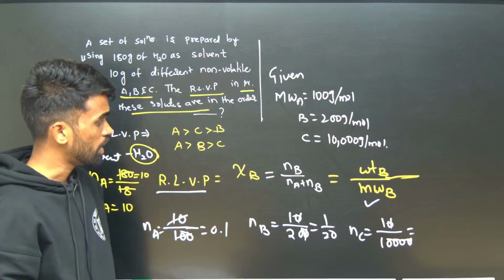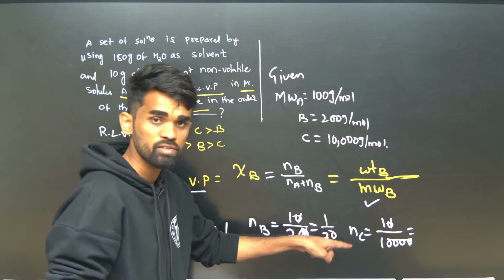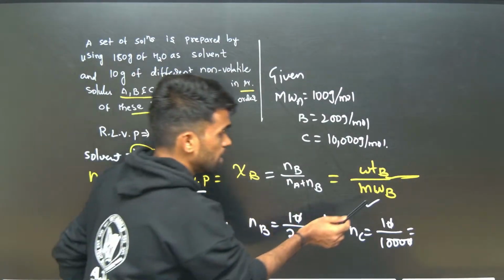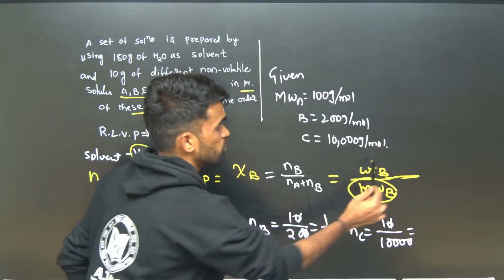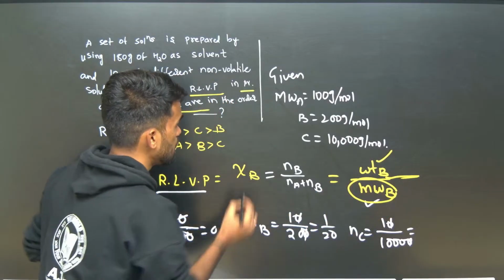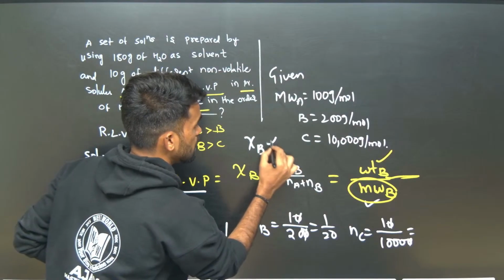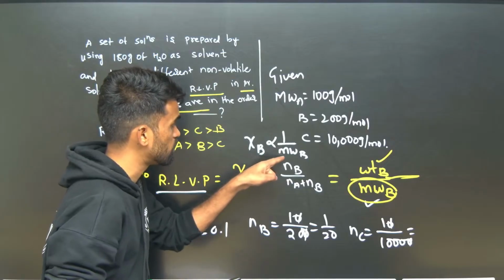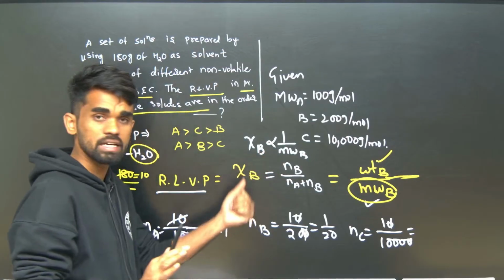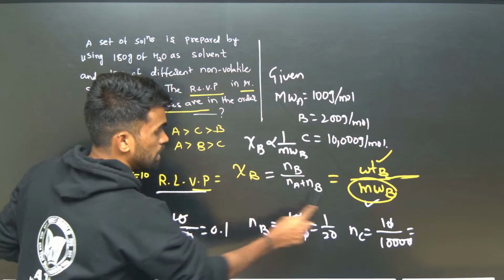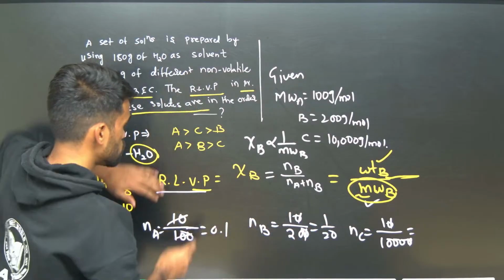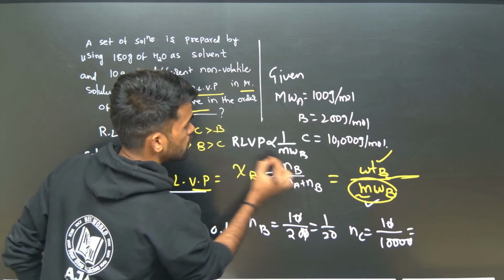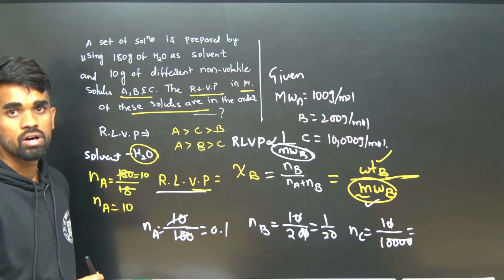So now see, number of moles here is very less. As molecular weight is larger, since weight is same in all the cases, mole fraction is inversely proportional to its molecular weight. That's it. Just for getting the conclusion I am saying, RLVP is definitely inversely proportional to molecular weight of solute.